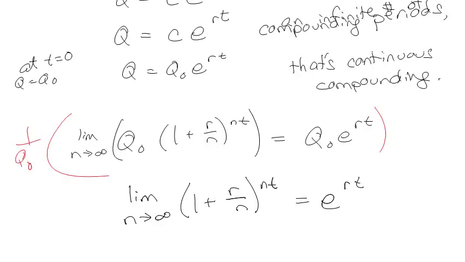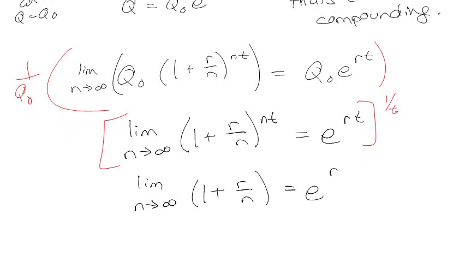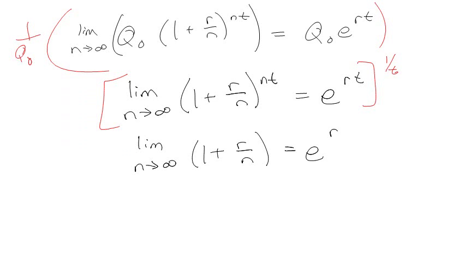I can also take the t-th root of both sides, because that has nothing to do with n either. Just doesn't. So then I get that the limit as n approaches infinity of 1 plus r over n, to the n, is equal to e to the r. Now that's really cool, because that's actually some kind of definition or something really cool to know about e.